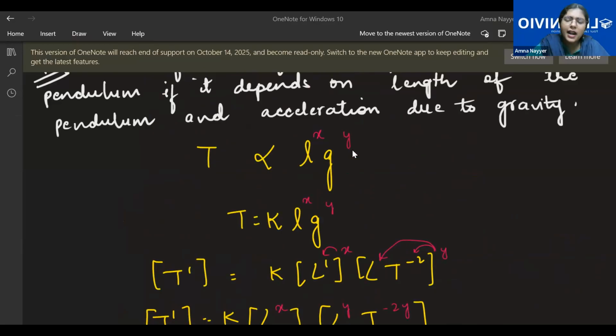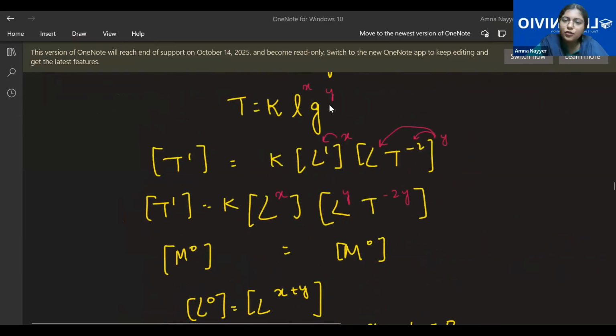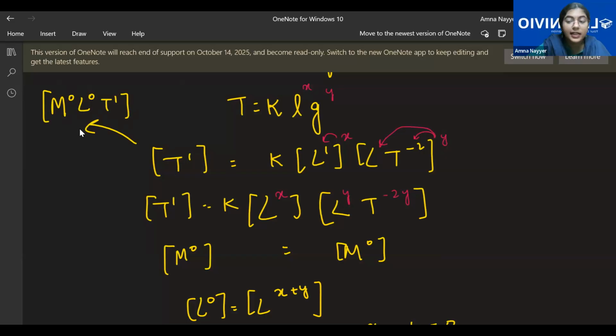Now you just choose some random alphabets, random variables, alpha, beta, A, B, X, Y, anything. And your task is to find out these powers. Now time you wrote it as t to the power 1 because its dimension is this. What's the complete dimension? Complete dimension is M to the power 0, L to the power 0, T to the power 1. This we studied in dimensional analysis part. So this is the complete formula. Then we put the dimensions of length and acceleration. L to the power 1, L t to the power minus 2.